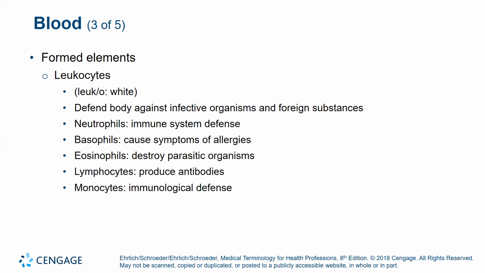We have leukocytes, leuko is white. So leukocytes defend the body against infective organisms and foreign substances. Neutrophils, the immune system defense. We have basophils, which cause symptoms of allergies. Eosinophils destroy parasitic organisms. Lymphocytes produce antibodies, and monocytes, these are immunological defense. So these are the major groups of leukocytes: neutrophils, basophils, eosinophils, lymphocytes, and monocytes.